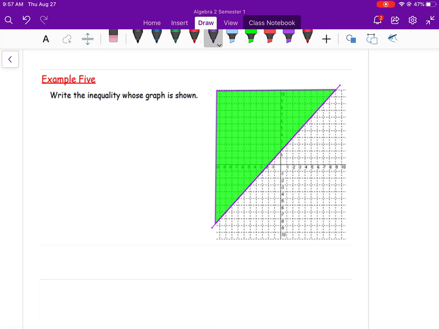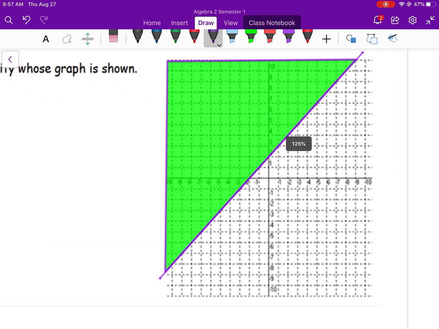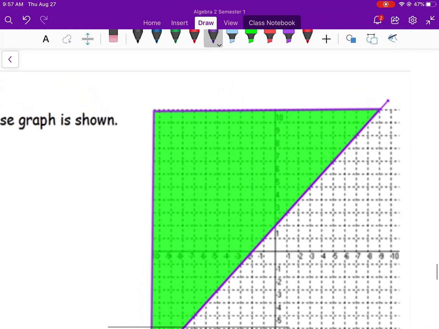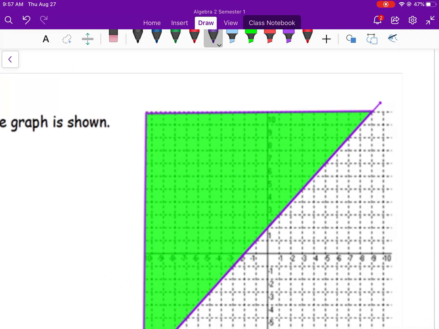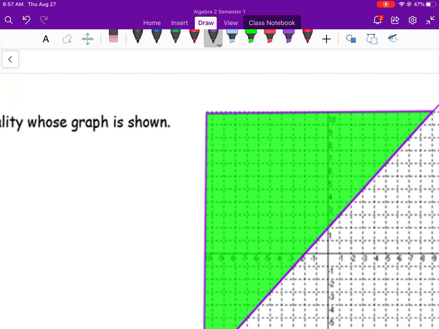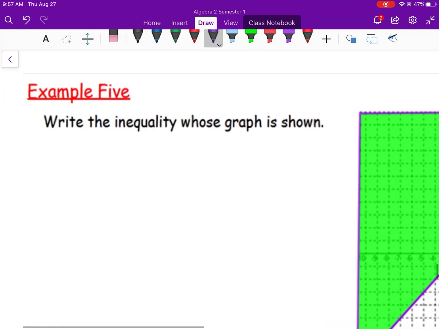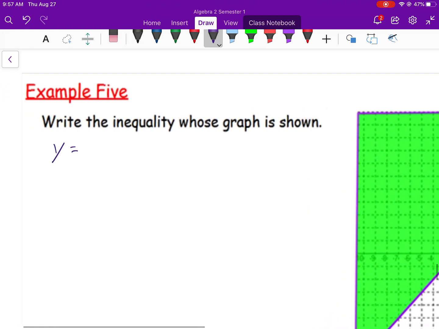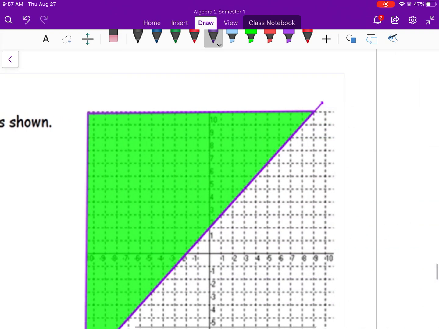Given a graph, you're going to write the inequality of that line. Okay. So first thing I kind of like to think about is I got a solid line. So in this case, I'm going to need greater than or equal to or less than or equal to. Now, the big thing is we got our slope-intercept form. Right now, I'm not going to worry about the inequality. I'm just going to figure out the equation of it and then determine the inequality that I need.